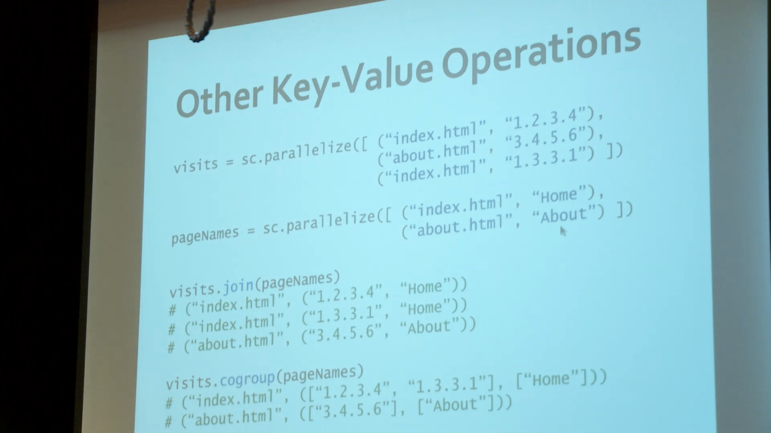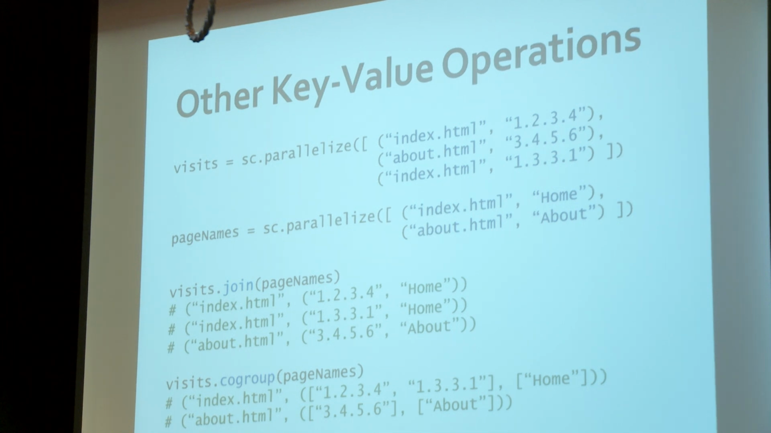So this is when you want to see the page name and the visit together in one record. What happens here is, for the first one, index.html and 1, 2, 3, 4, we give you 1, 2, 3, 4 and also the page name, which is home. For the second one, index.html and 1, 3, 3, 1, we give you home again. And for this one, we give you about. So this just gives you all these pairs.